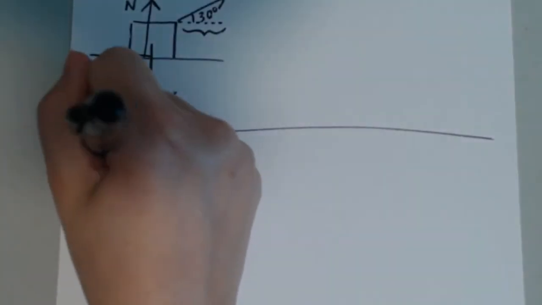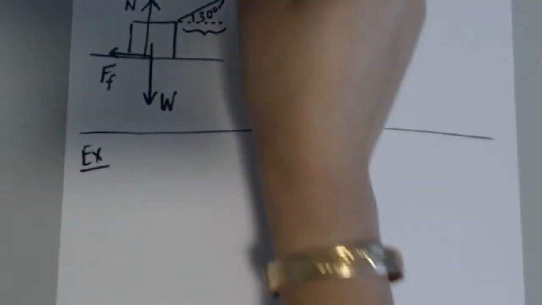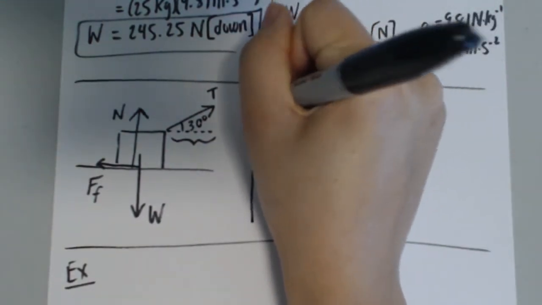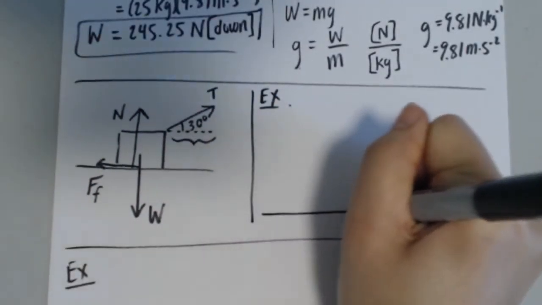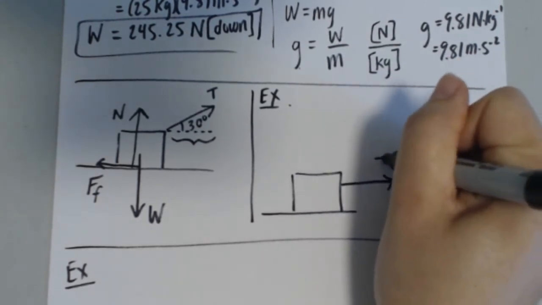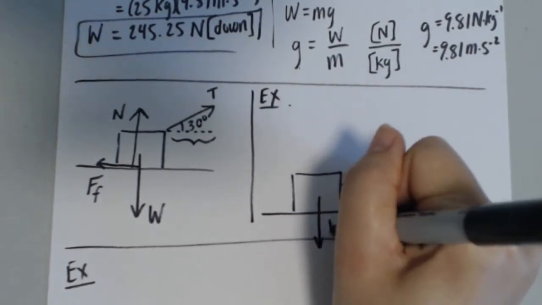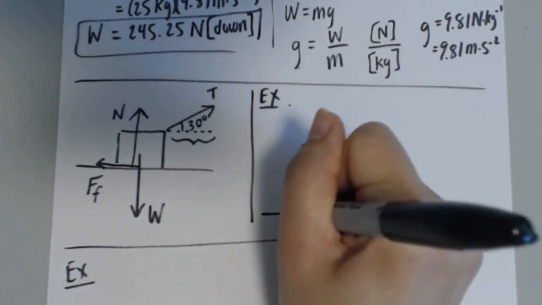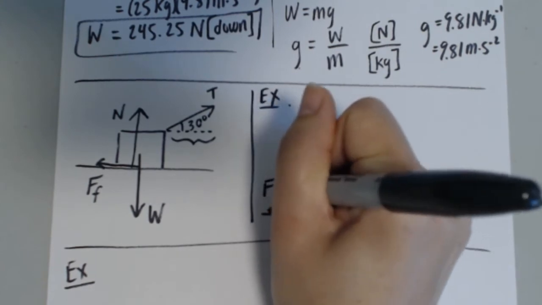So we're gonna have to draw a new diagram here because we have a different type of tension. You know what, actually, I think I can fit it here. Let me go up. Example. All right, so we've got our table, we've got our box, so we've got tension acting to the right, we've got weight acting down, we've got normal acting up, and we've got friction between the surfaces going left.